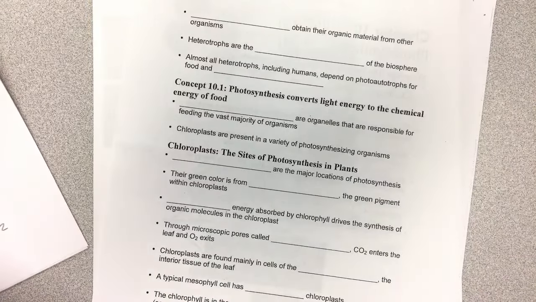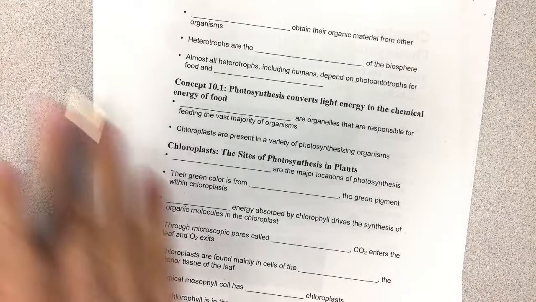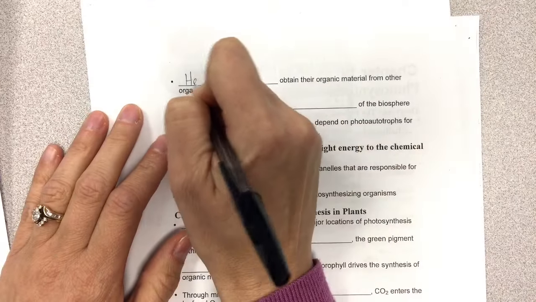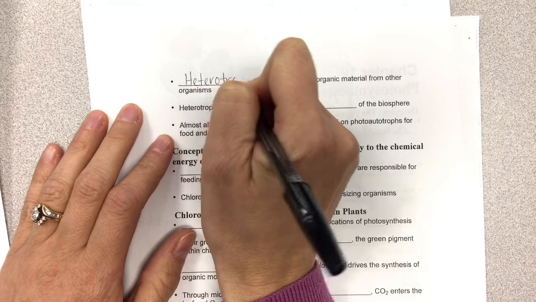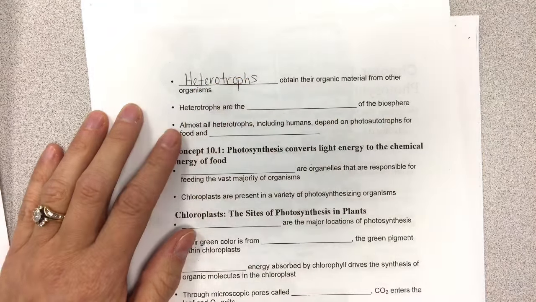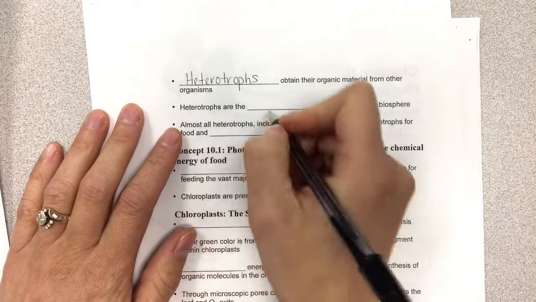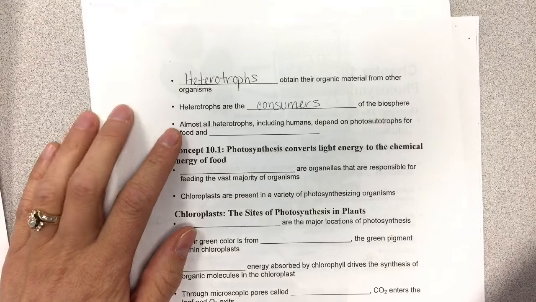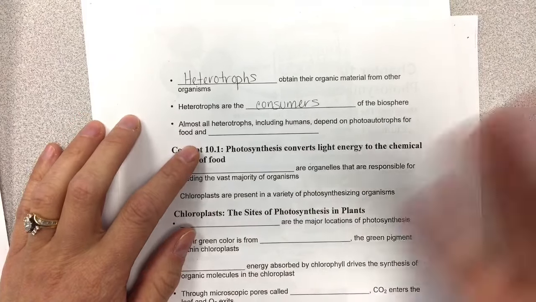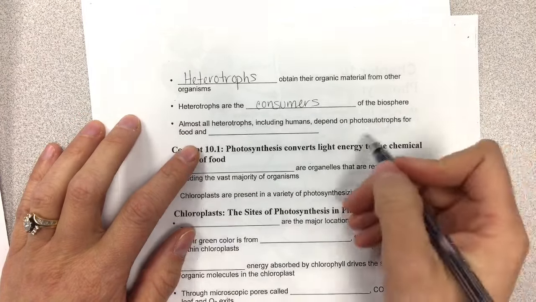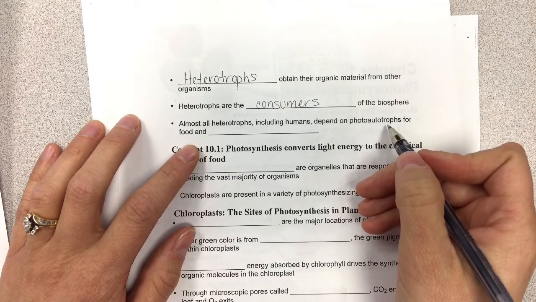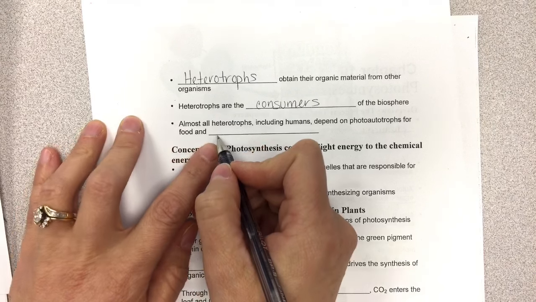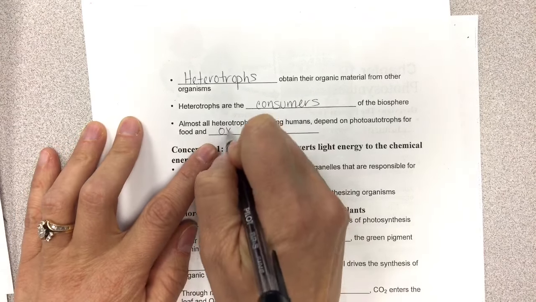So then, if we have to eat or get organic material from other organisms, we call those heterotrophs. So these guys would be where we are. Another word for heterotrophs is the consumers of the biosphere. So almost all heterotrophs, including us as humans, depend on photoautotrophs, those organisms doing photosynthesis, for food, for glucose to get our energy, but also what gas? Oxygen.